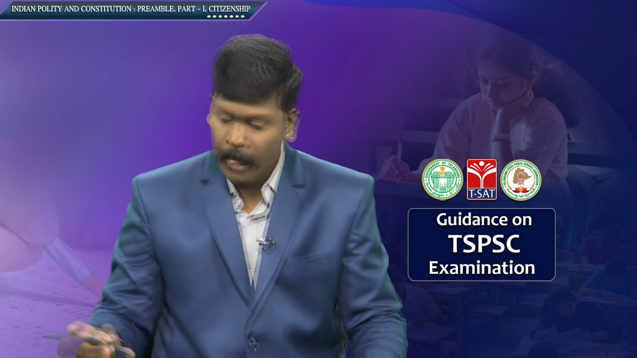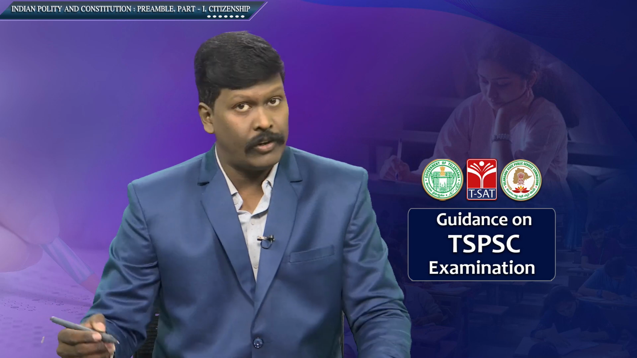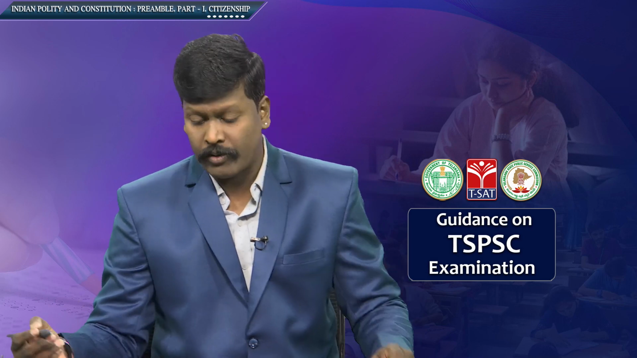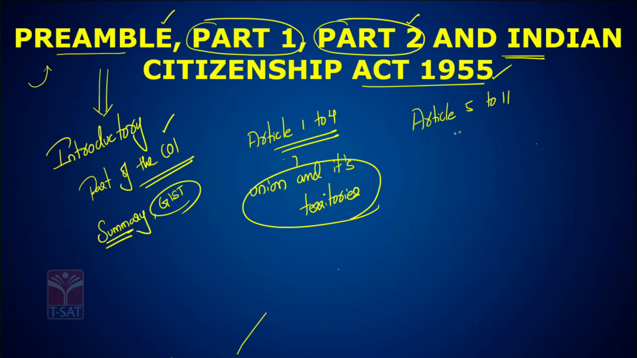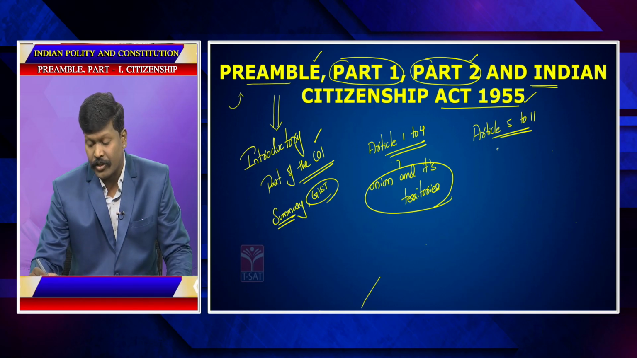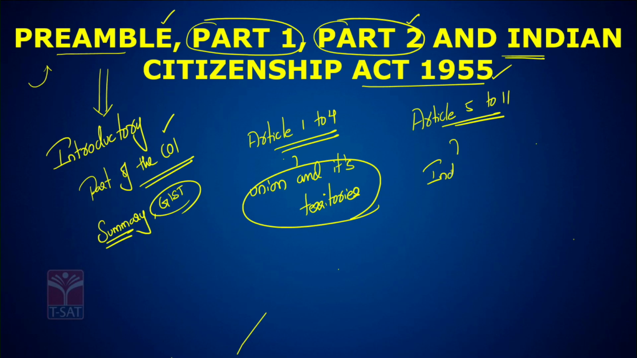Now, coming to part 2 of the Constitution. Part 2 of the Constitution is from Article 5 to 11. Article 5 to 11 talks about Indian citizenship.